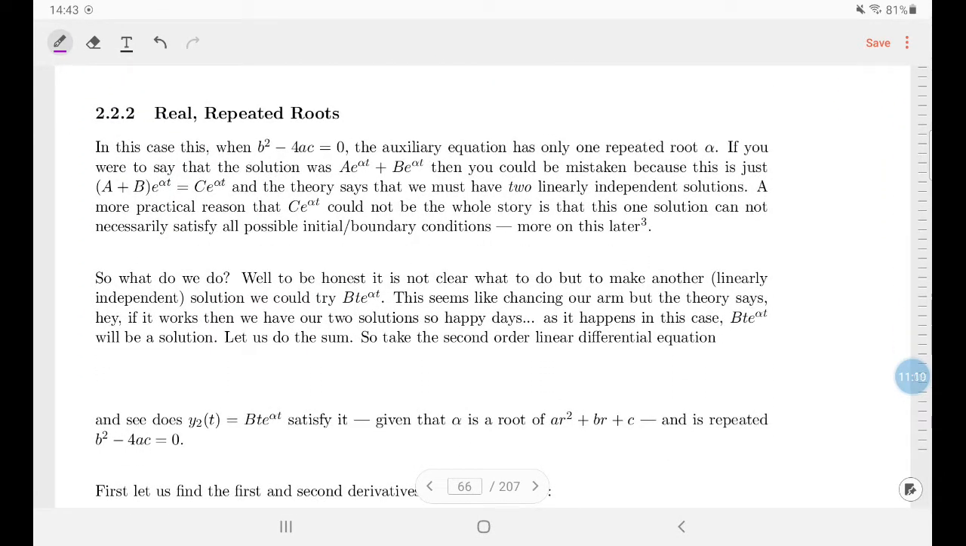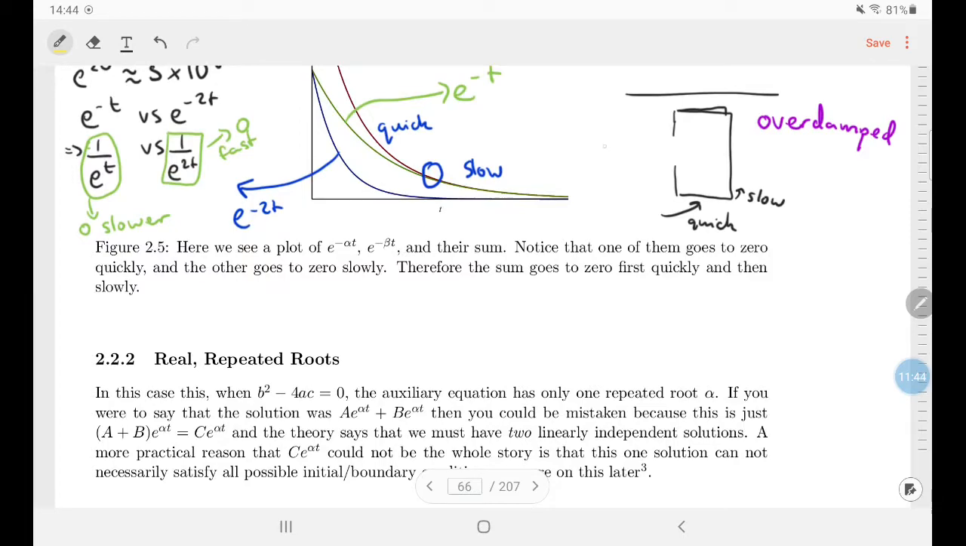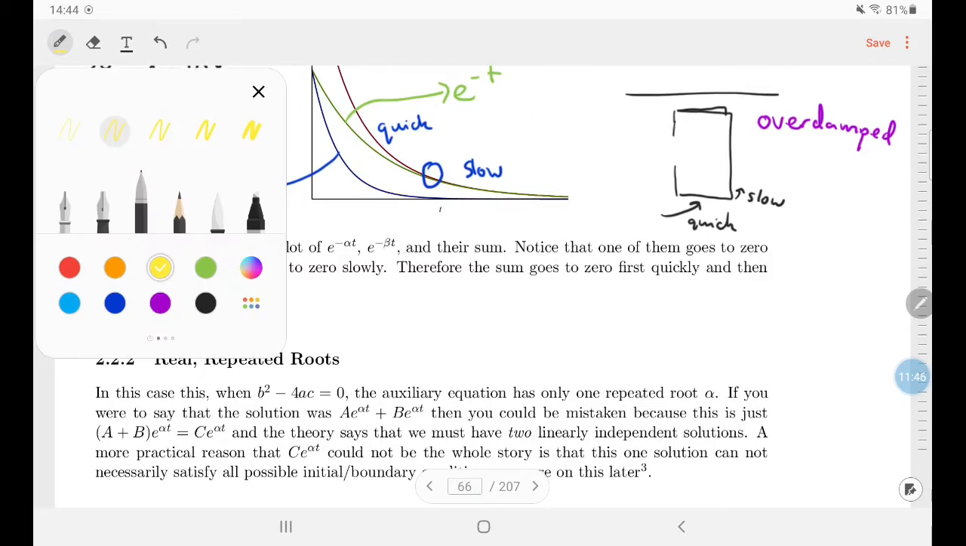Now this one is a bit harder. In this case, b squared minus 4ac is 0. The auxiliary equation has only one root. Now, if you wanted to say that the solution should be a e to the alpha t plus b e to the alpha t, then this would be a mistake, because this actually is only a one-dimensional solution. The theory says there must be two solutions. A more practical reason is that this couldn't be the whole story, because even with the door, think about the door, the initial position of the door is going to play a role eventually.